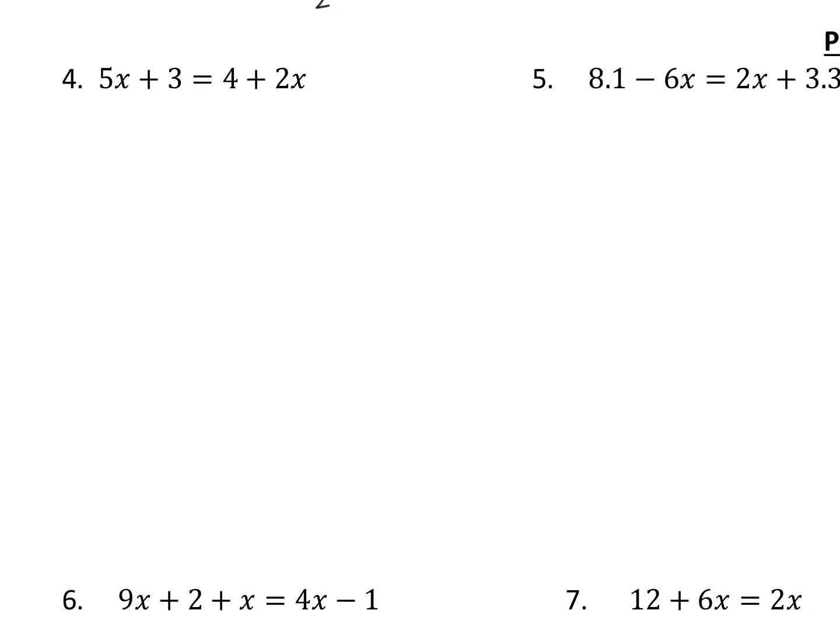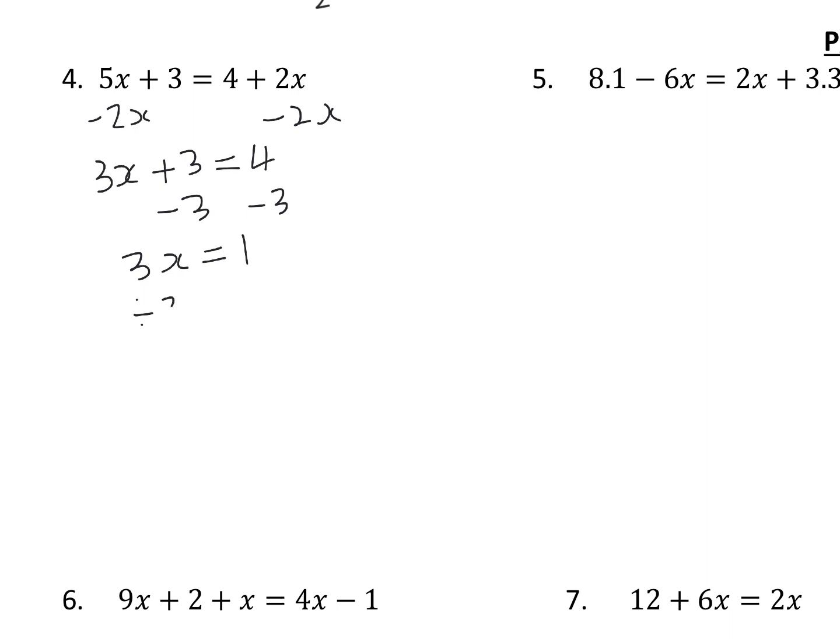Number 4. Here we've got x on both sides, and I would strongly recommend trying to get rid of the smaller number of x's to begin with. So get rid of the 2x. So we can take 2x off both sides, and we'll be left with 3x plus 3 equals 4. We can then take 3 from both sides, so 3x equals 1, and divide both sides by 3 to get x equals a third.